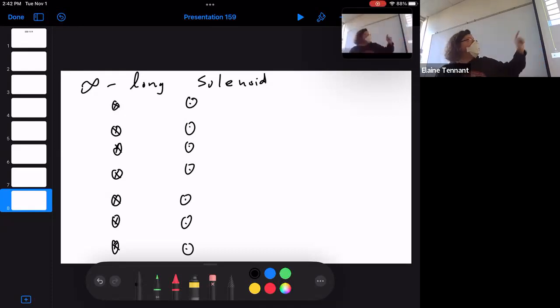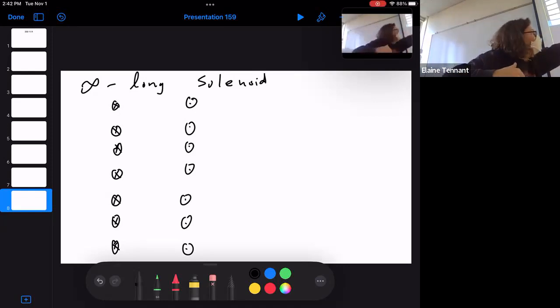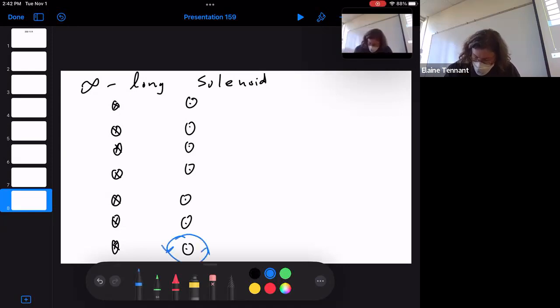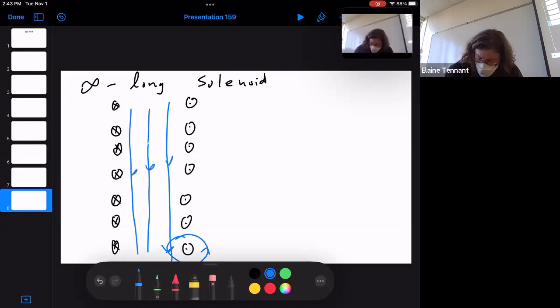Another way to look at it is take just one of these. Point your thumb in the direction of that current. So like that guy over there, curl your fingers around. And so on the inside, you expect the magnetic field to be going down. Does that make sense? So like if I just took one of these, it's making a magnetic field like this. And so that means my magnetic field is going to be going down on the inside.